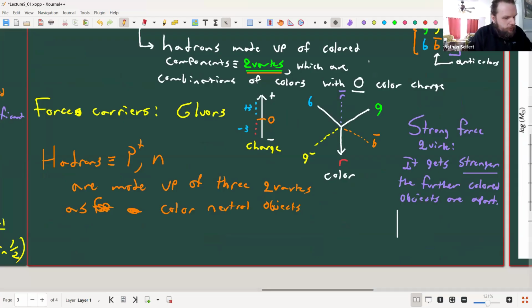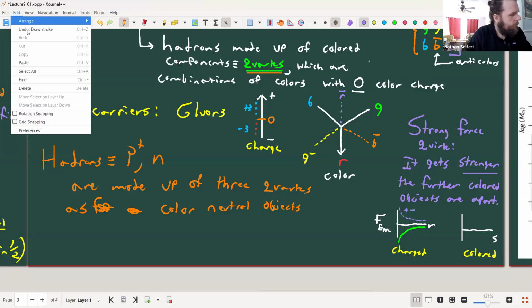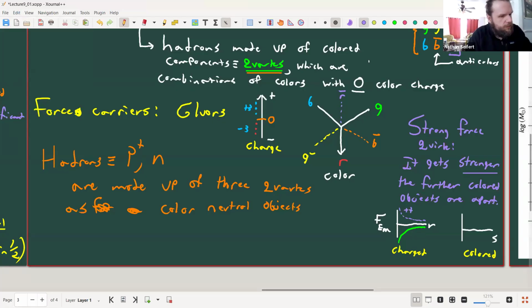Right? So if you look at the force, I'll just draw it for you. This is the force for the electromagnetic force as a function of distance, and this is the force for the strong force. So this is between two charged particles, and this is two colored particles. The electromagnetic force becomes negative like this. Remember, it's attractive. If it's a repulsive effect, it becomes weaker. So this is between two pluses, and this is between plus minus.